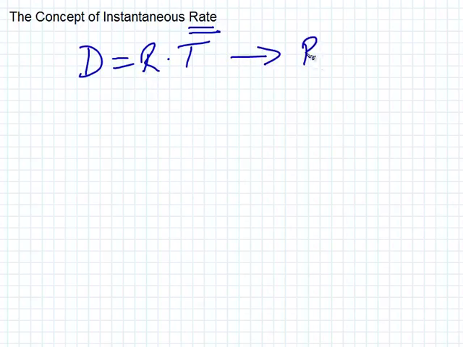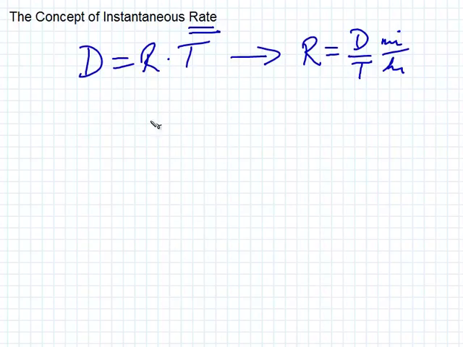Let's solve this for r, and notice r is d over t. And so when you say miles per hour, it's literally miles divided by hours. How many miles, how many hours did it take to do that? It doesn't have to be a distance, rate, and time situation.